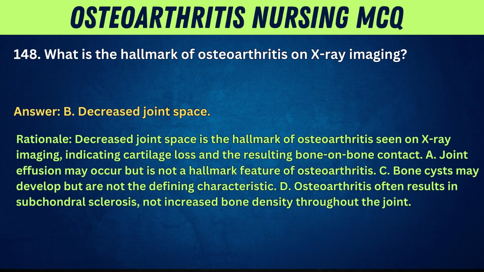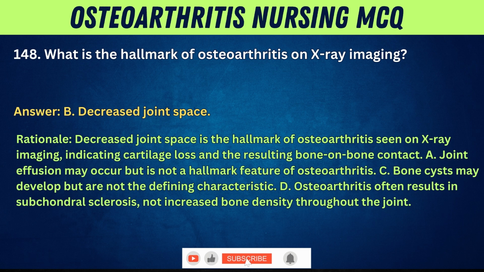contact. A. Joint effusion may occur but is not a hallmark feature of osteoarthritis. C. Bone cysts may develop but are not the defining characteristic. D. Osteoarthritis often results in subchondral sclerosis, not increased bone density, throughout the joint.